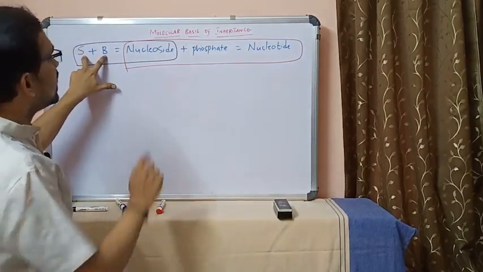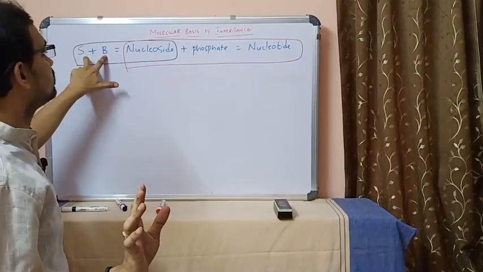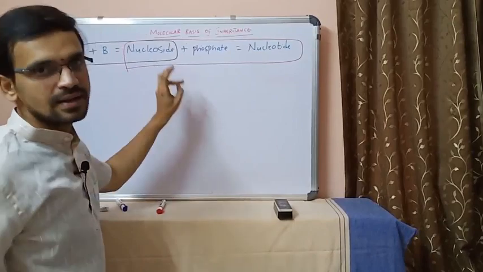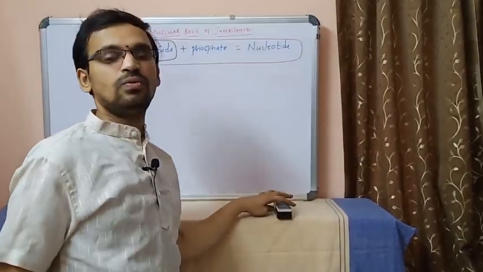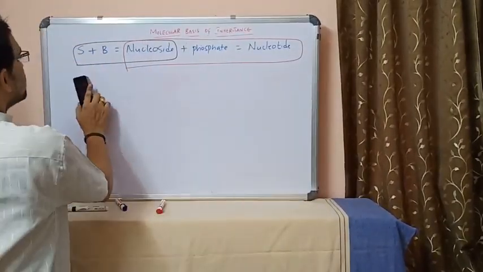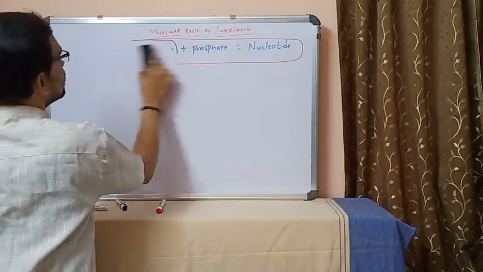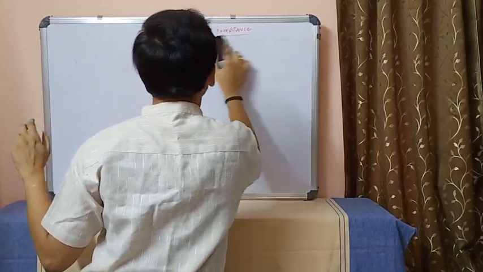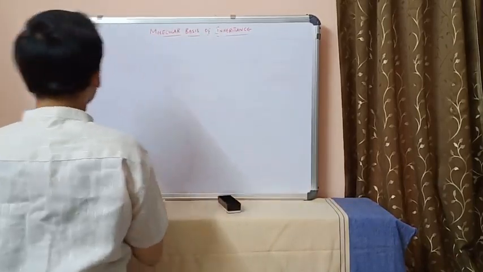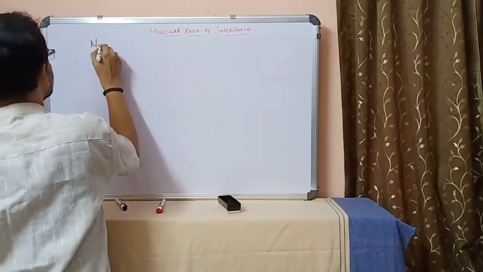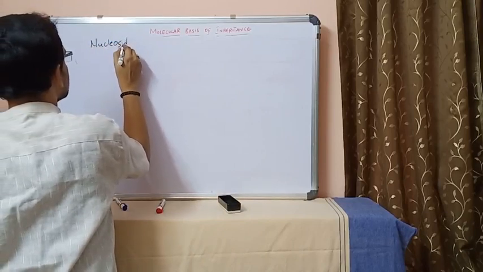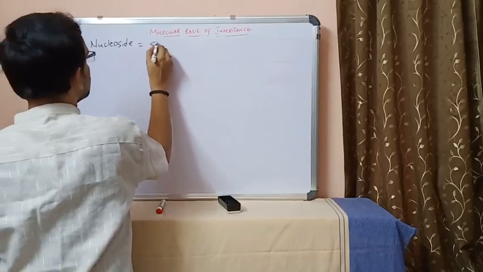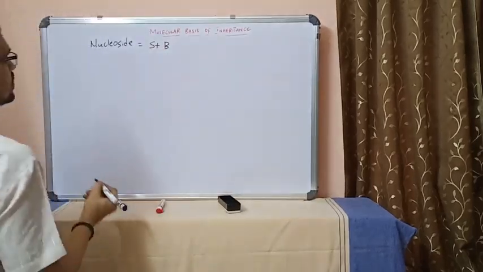Sugar plus base. In case of nucleoside, no phosphate. In case of nucleotide, sugar, base, phosphate. Now we will discuss different types of nucleosides and nucleotides. So nucleoside first. It's nothing but sugar plus base.